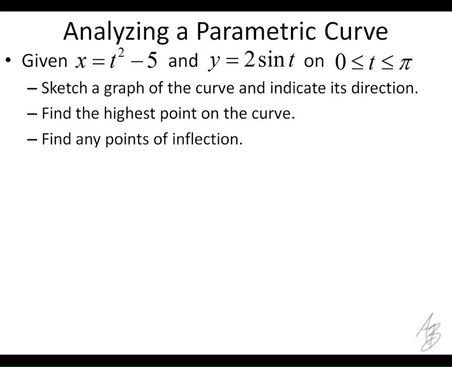And we want to do three things. We want to sketch a graph of what it looks like, including its direction. So when we have a parametric curve, unlike a rectangular defined curve, it's going to have a direction because it starts at some point when t equals 0 and it ends at some other point when t equals pi. So we're going to sketch it.